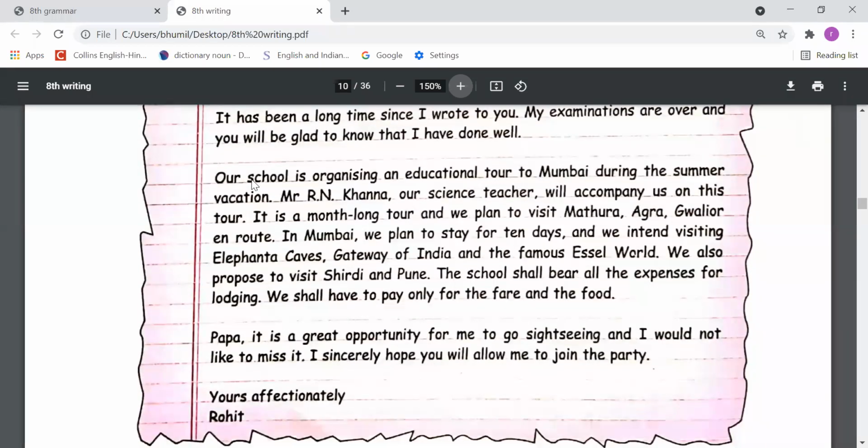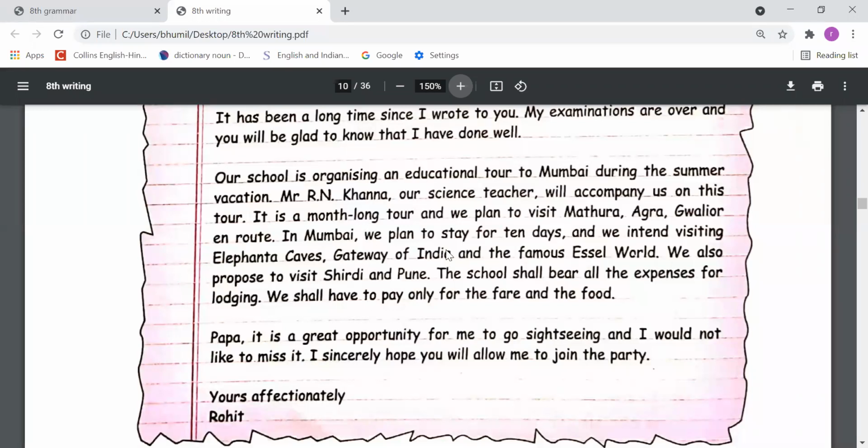Next line. Our school is organizing an educational tour to Mumbai during the summer vacation. Mr. R.N. Khanna, our science teacher, will accompany us on this tour. So he's saying that there is an educational tour in our school, and Mr. R.N. Khanna will accompany us, and we are going to Mumbai during summer vacation. It is a month-long tour, and we plan to visit Mathura, Agra, Gwalior en route. So author is saying that it's a 1 month tour, and in this we will visit Mathura also, Agra and Gwalior. En route means in the way.